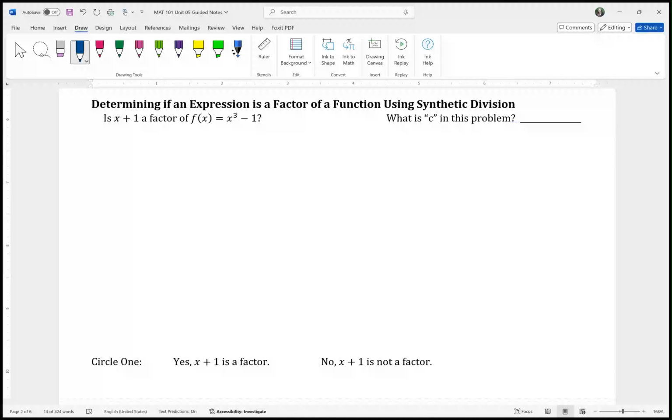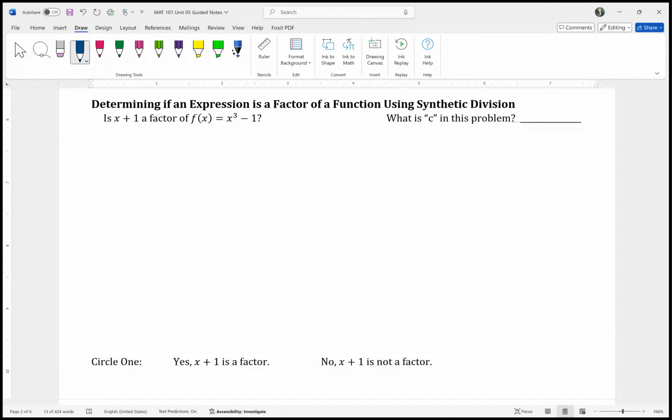We are determining if an expression is a factor of a function using synthetic division in this problem. Our problem is: is x plus 1 a factor of f of x equals x cubed minus 1? Our first question is going to be, what is c?